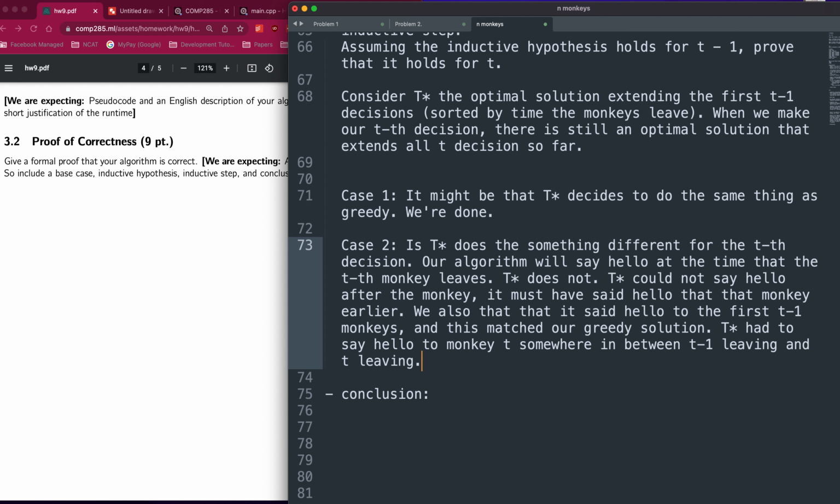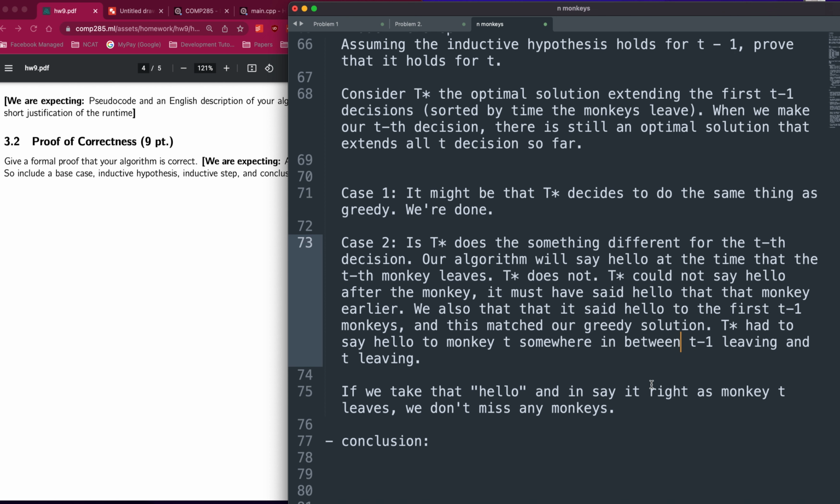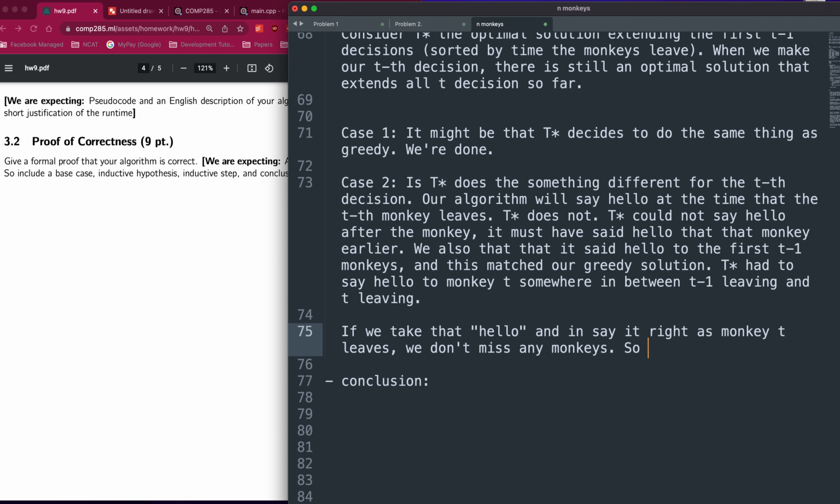Now, the argument is if we take that hello and say it right as monkey t leaves, we don't miss any monkeys. And that should be obvious because since no monkeys have left in between, then it actually doesn't matter when you say it, right? So saying it all the way to the end, which is what our greedy algorithm wants to do, is still correct, or like it's still an optimal solution. And that's basically it. We don't miss any monkeys, so it is still optimal.